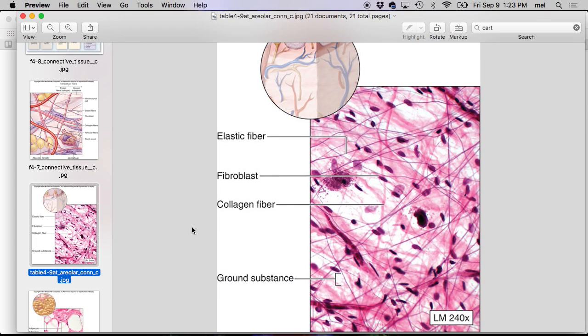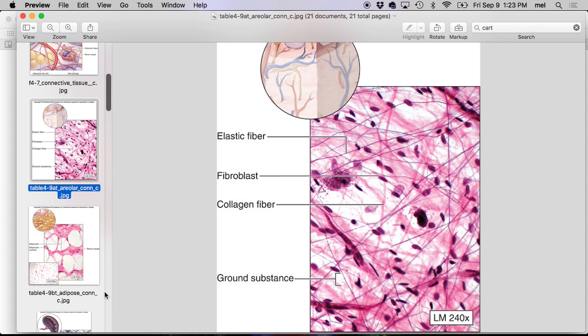Okay, so now we're going to move to adipose tissue, okay? And adipose tissue is also a loose connective tissue, but it's weird looking.